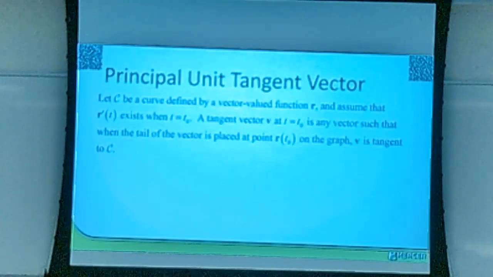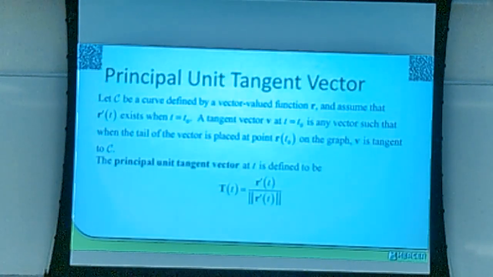Principal unit tangent vector, I already mentioned. A tangent vector is any vector that is tangent to the curve. One such example would be R prime. Well, we define a special type, the unit tangent or the principal unit tangent vector, which is just normalizing R prime. So find R prime, make it length 1. And that will be represented with a capital T.